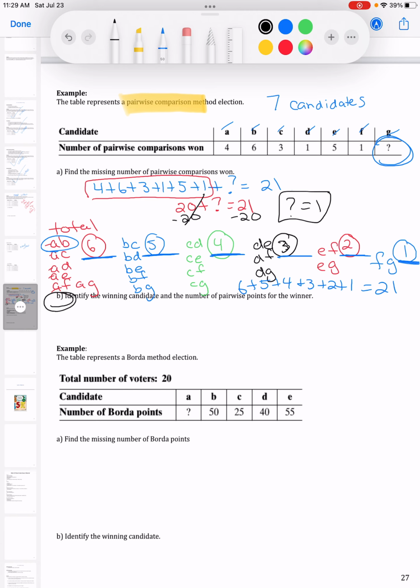Part B is the easiest part, even if you do not know how to do part A when it comes down to a test or a classroom assignment. Just on B here, the winner is the one with the highest. So B wins with 6 points.